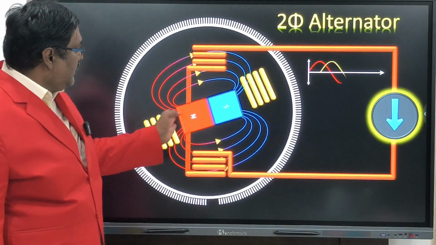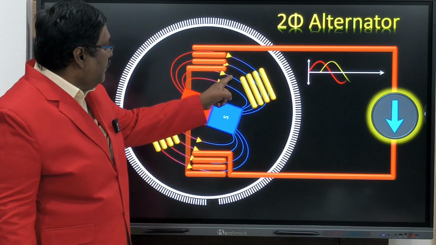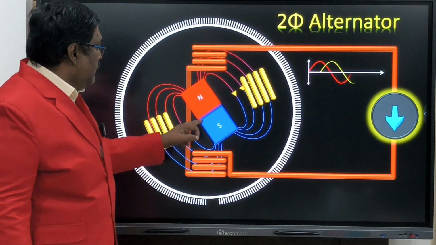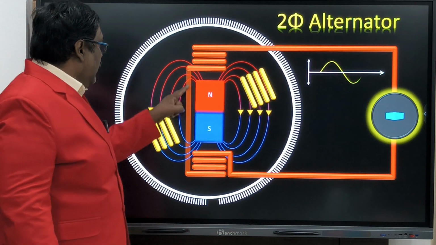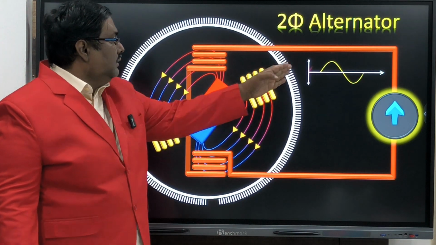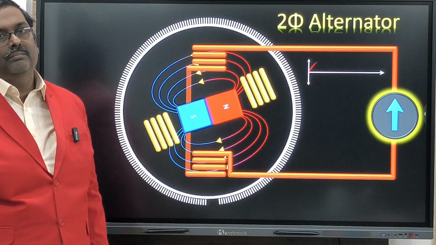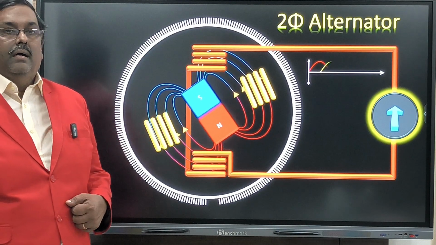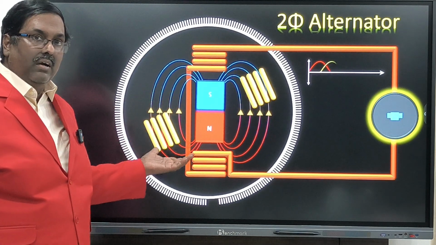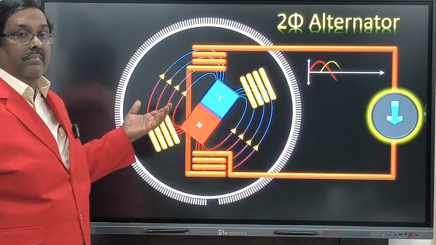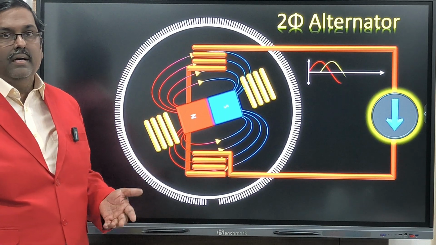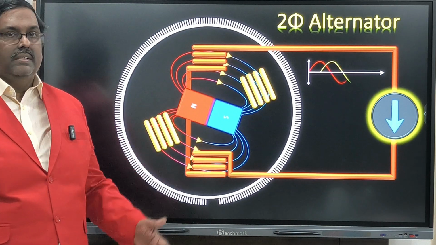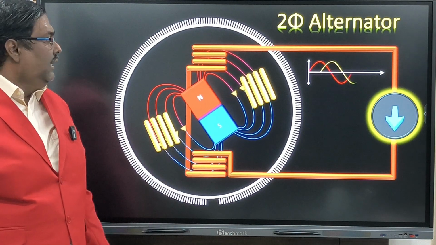Okay. Now yellow is the same. North to south, that time yellow is negative. See, south to north is negative. North to south line crossing the yellow, then you will get the positive. So this is the method. This is why we are calling it alternator. I already told you, if it is producing AC, that is called alternator. If it is producing DC, that is called generator. That is easy for identifying.